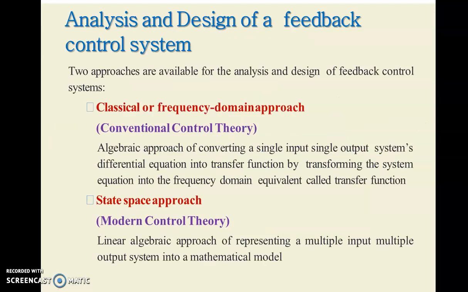There are two methods of design and analysis of a feedback control system. One is known as the classical approach and the other one is known as the state space approach. In classical or conventional control theory, whatever system is defined is transformed into a transfer function using any transform method. It is basically applied to single input, single output systems, whereas the state space approach is basically designed for multiple input and multiple output systems, where we try to represent the system in terms of matrices.